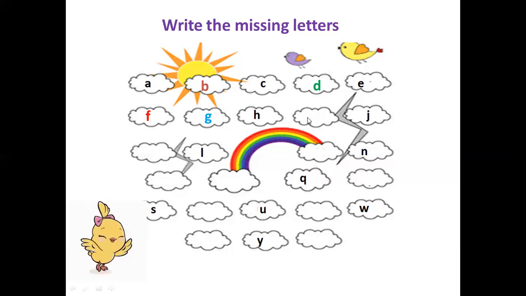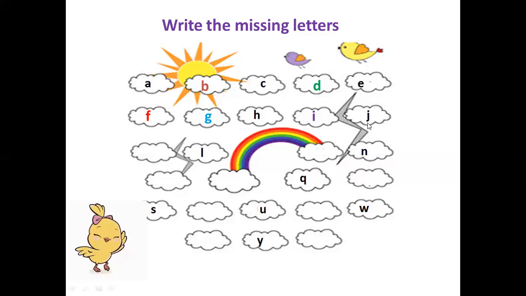Now, what is our missing letter here? F, G, H, and after H, our next letter is I. It is too simple and too easy to write the letter I: a small standing line and a small dot at the top. And after I, the next letter is already given, which is J.